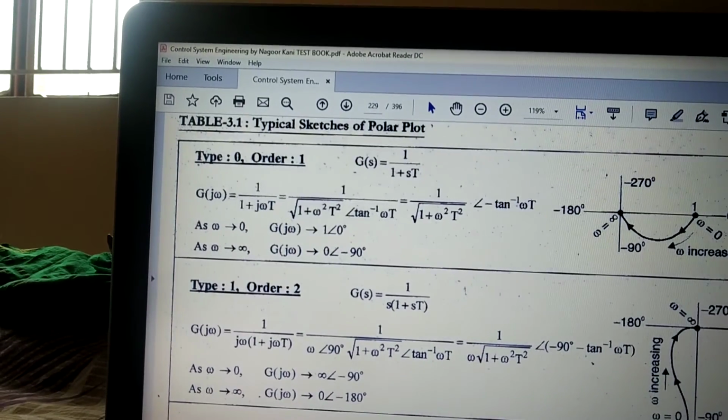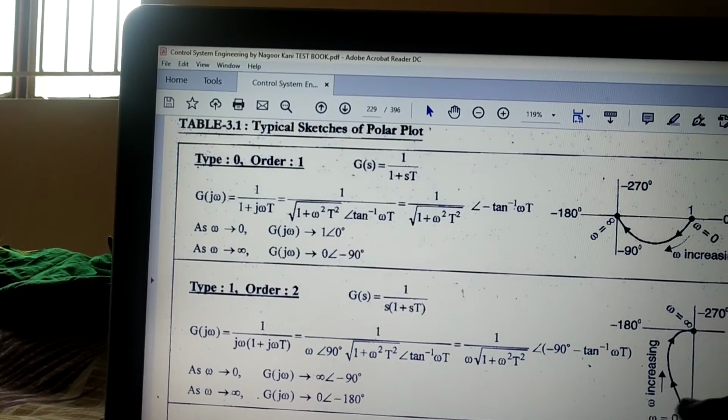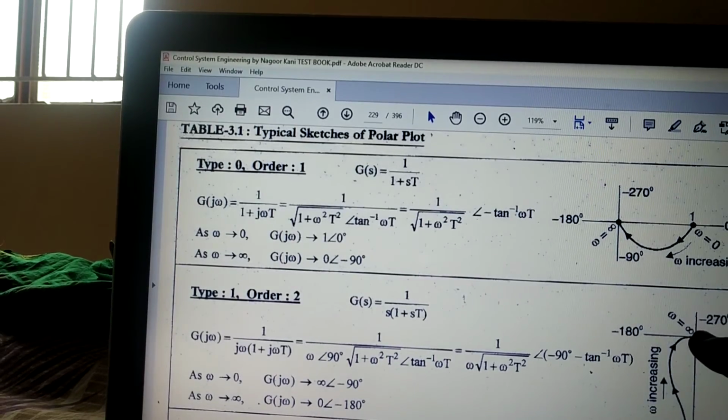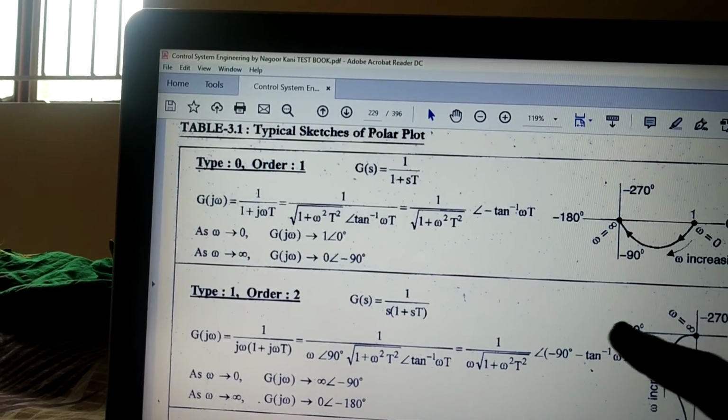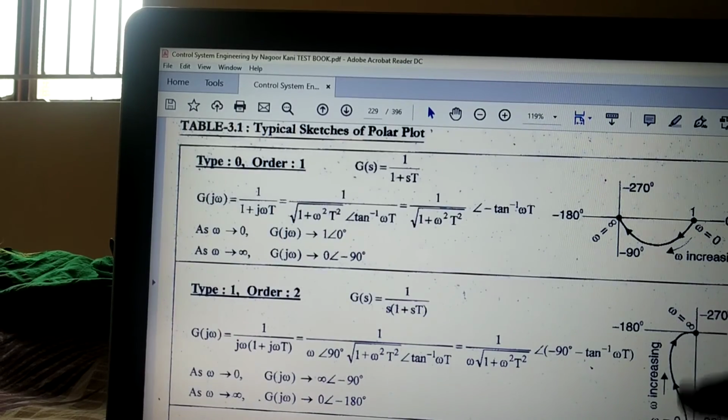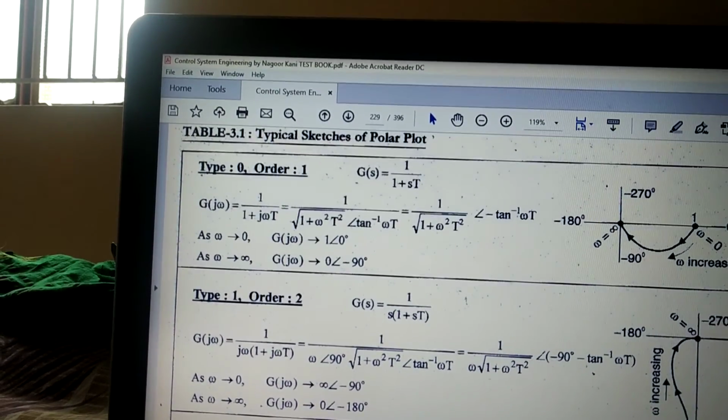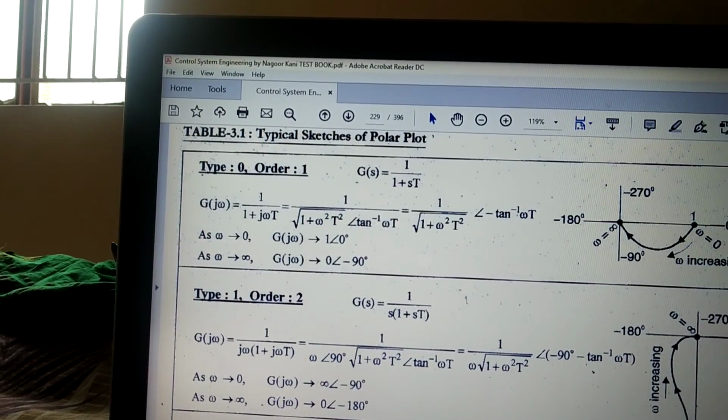Infinite means it will be placed anywhere in that particular portion. The second condition is omega equal to infinity, so the value is 0, which is the center portion, and the angle is minus 180 degrees. The plot will be drawn like this. Next example we will see in the next video.